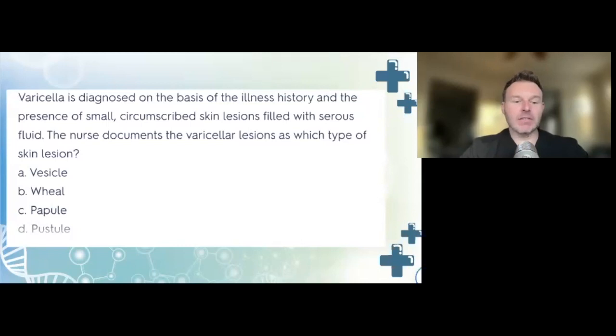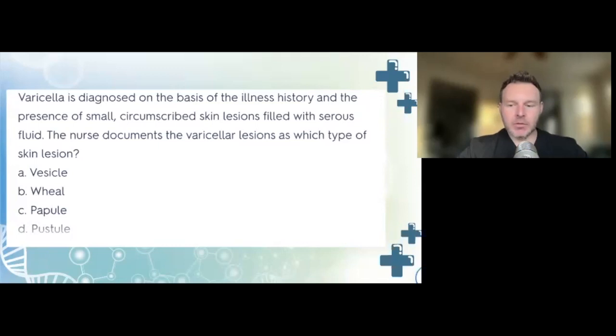Okay, the correct answer is A, vesicle. Vesicles are elevated skin lesions filled with serous fluid that measure less than 1 centimeter. Wheals are irregularly shaped, elevated areas that are superficial, usually with localized edema, and vary in size. Wheals are common with bites or hives, those sorts of things.